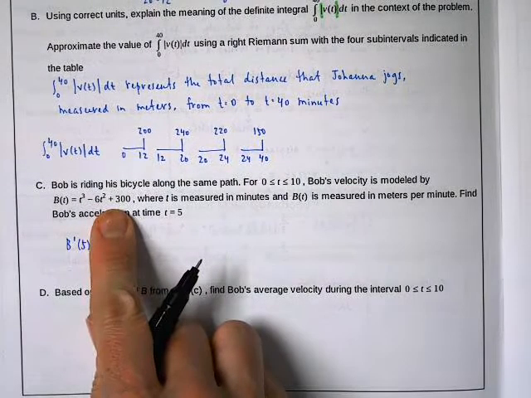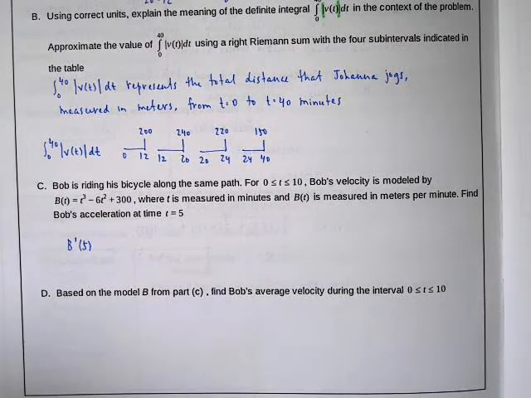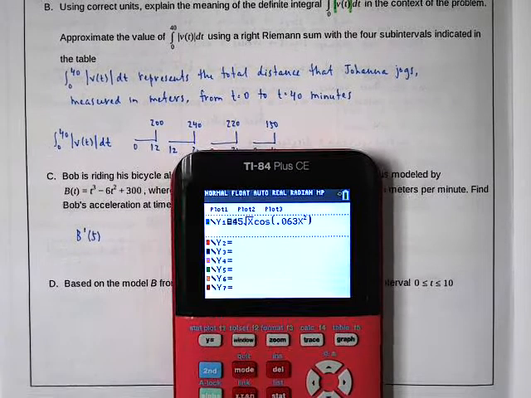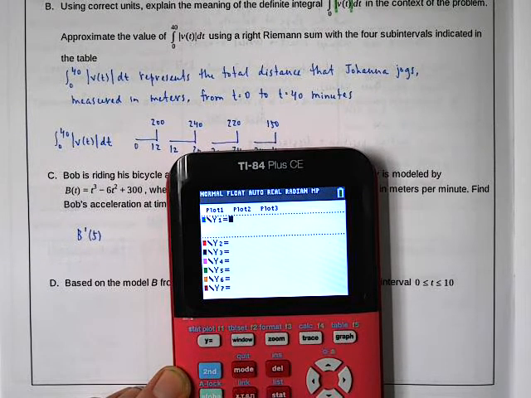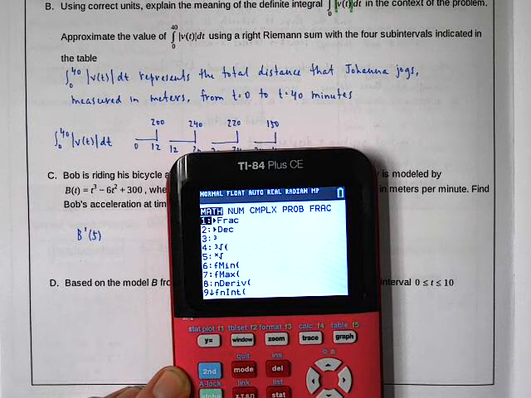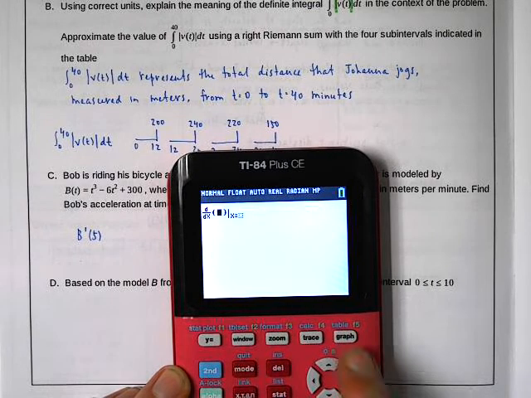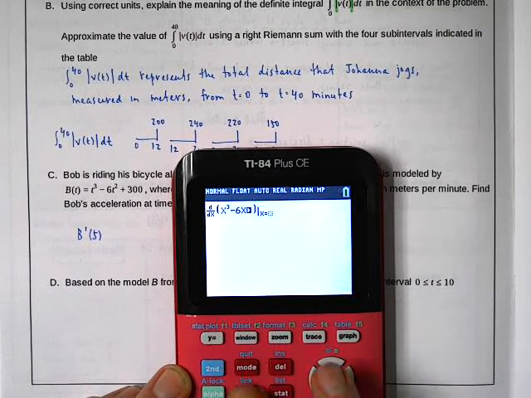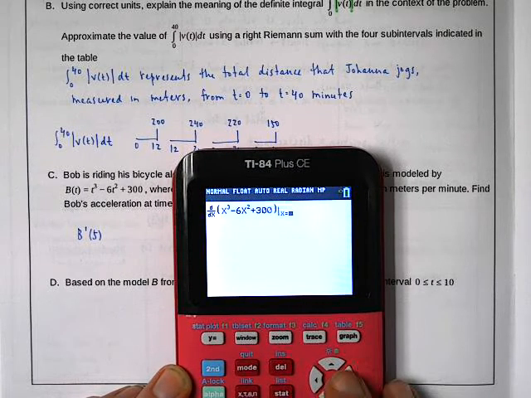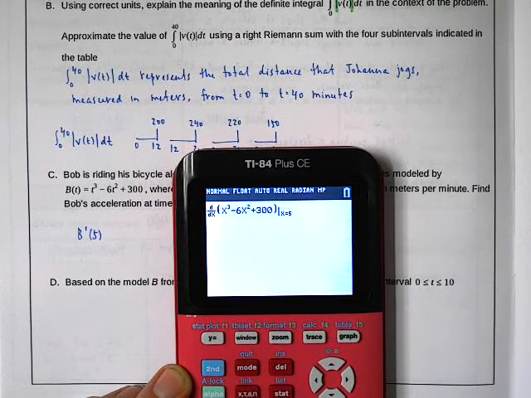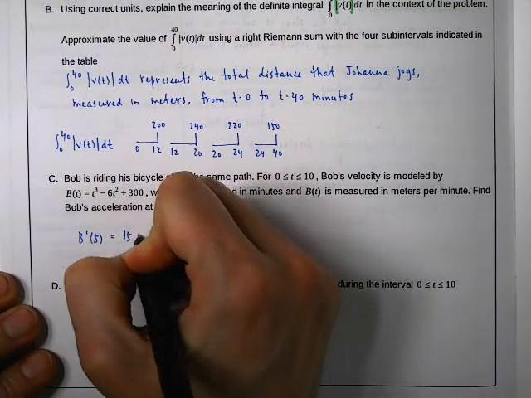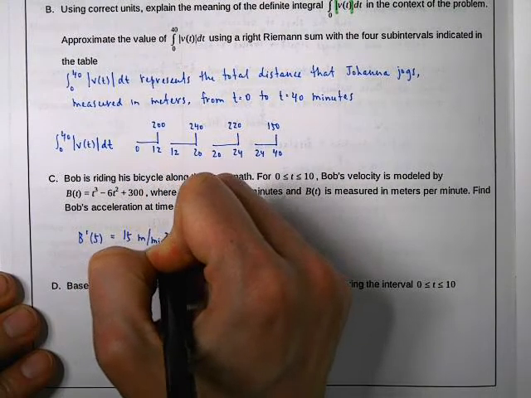Now, I'm not actually going to worry about finding this derivative. I'm going to use my calculator to help me do this. So I'm going to go math 8, so I'm going to do the derivative with respect to x. I'm going to plug in my velocity function of x cubed minus 6x squared plus 300, and I want to evaluate that when x is 5. So I'm going to use my calculator to do this for me, and I'm going to get 15. And my units, again, are going to be meters per minute squared.